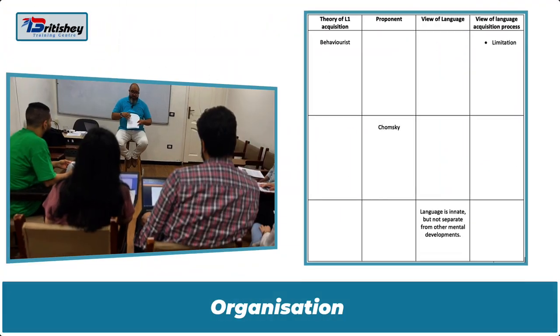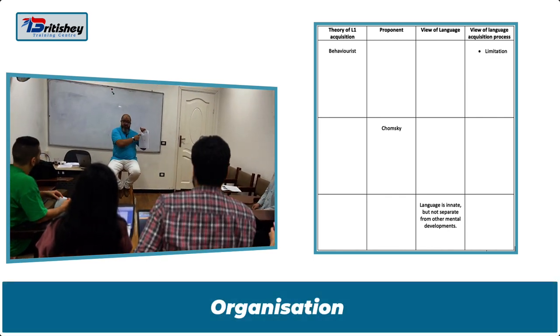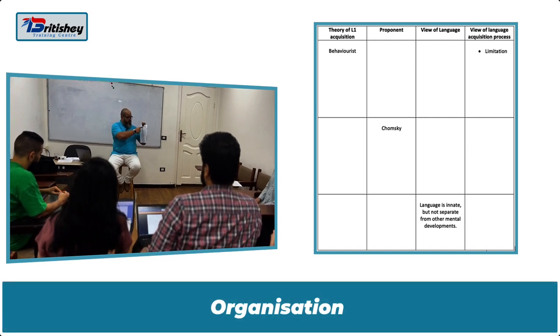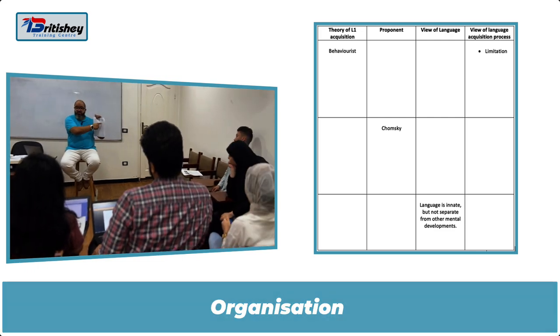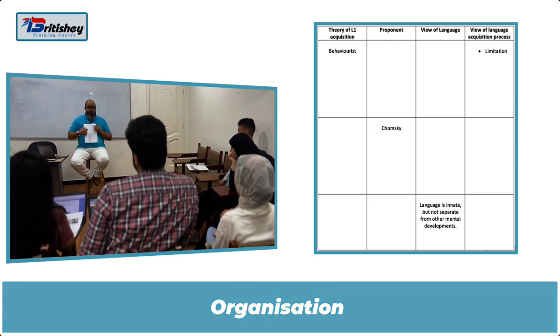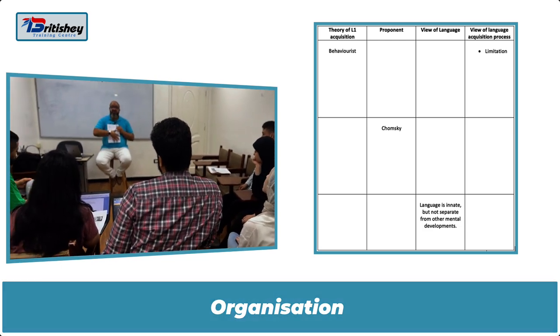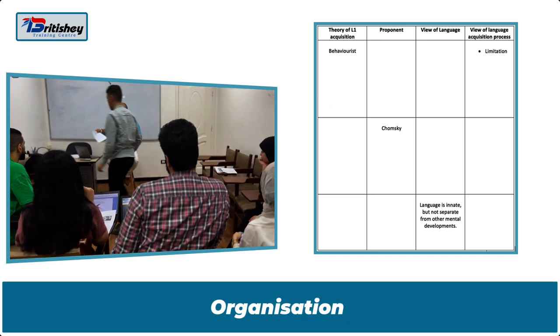Now we're going to read this passage again, but this time more carefully, and organize the information in this chart. What do we have in this chart? We have the three theories and the three proponents, the view of language and the view of language acquisition process. Read carefully and organize the information, summarize everything in here. Easy peasy lemon squeezy? Okay, good.